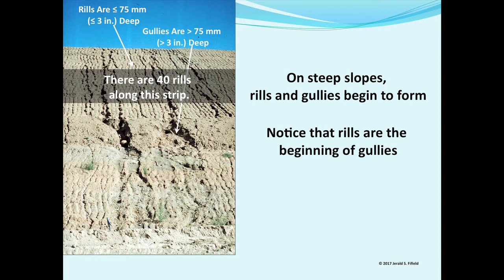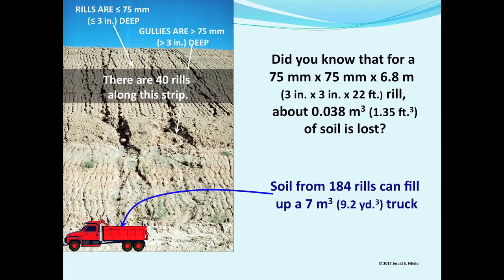When you talk about rills and gully formations, usually a rill precedes the gully, depending on what type of soils you have and so forth. But did you know, if you have a 3 inch by 3 inch by 22 foot long rill, you're going to lose that much soil. Get 184 of those rills, you can fill up a 9-yard truck very fast.